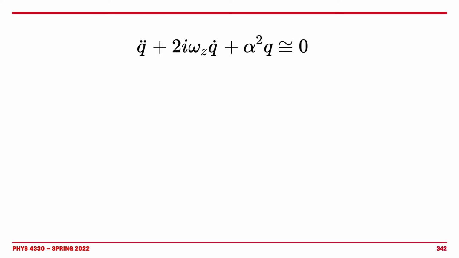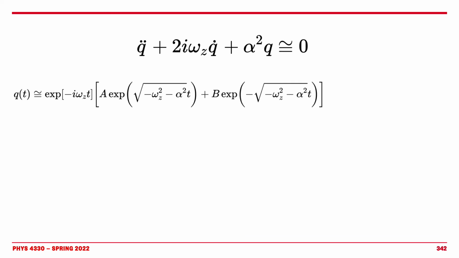This is the equation we need to solve, and we see that the solution to this can be written in this form. This is an exact form that we have. It turns out that alpha, which I described before as related to the tension and the gravitational pull, is numerically a much larger number than omega z.